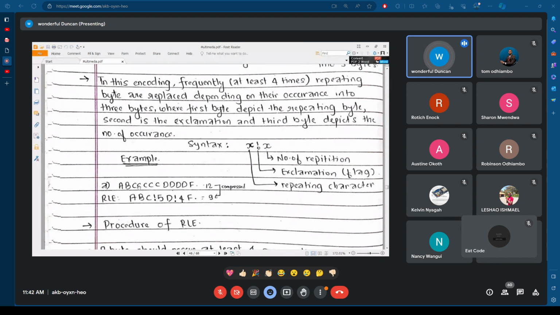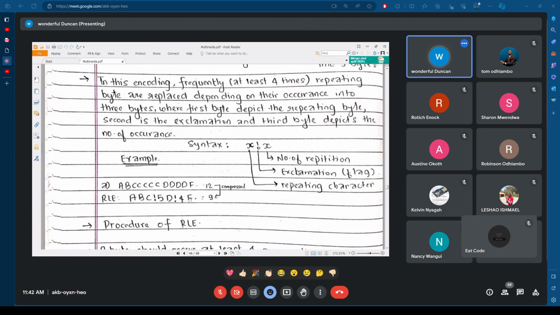You see C has been repeated 5 times, so we put C, then the flag, then the number of repetition, that small x, the number of repetition. Now the number is 5. Then D is 4 times. So we are going to have D, the exclamation mark, then the number of repetition, 4 times. Then you write 4. F is only one time, you just write it.